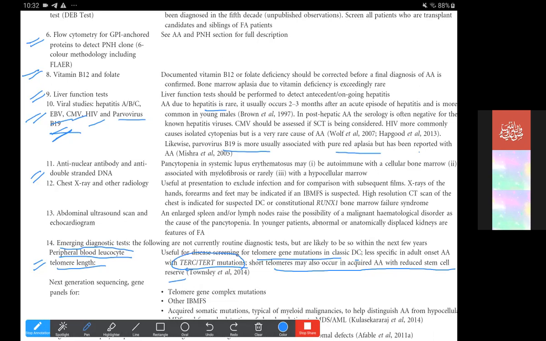So we have covered mostly the pediatric age group cases, dyskeratosis congenita and Diamond-Blackfan anemia, and in adults we have the PNH clone, hematinic deficiency, hepatic causes, and then the viral and autoimmune causes.